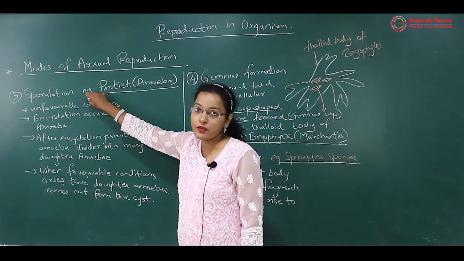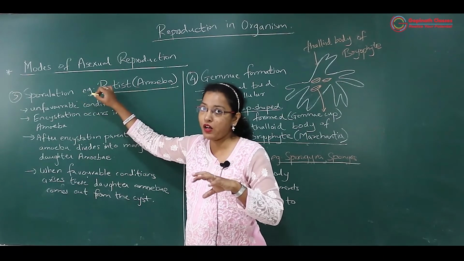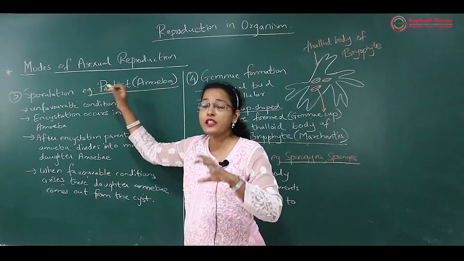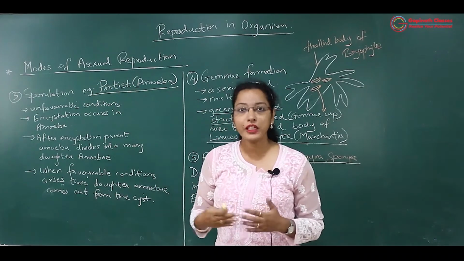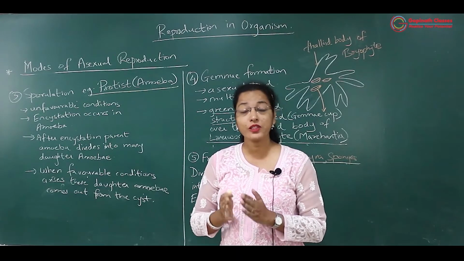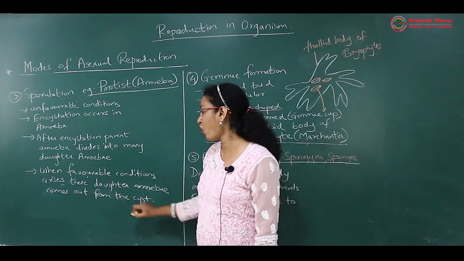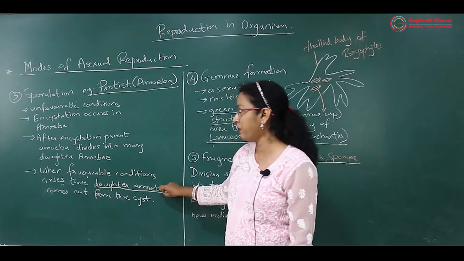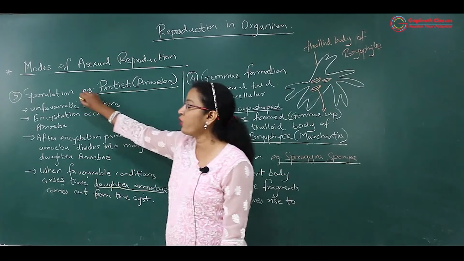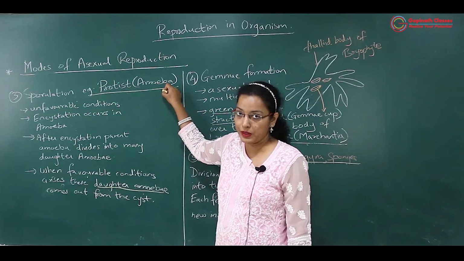So, sporulation में क्या होता है exactly? Cyst form होता है parent amoeba के आजू बाजू में, and cyst में फिर amoeba multiply होता है, and जैसे ही favorable conditions आते हैं वैसे ही वो cyst breakup होता है, and likewise there is release of many daughter amoebae. Okay. So, sporulation is seen in protists such as amoeba.